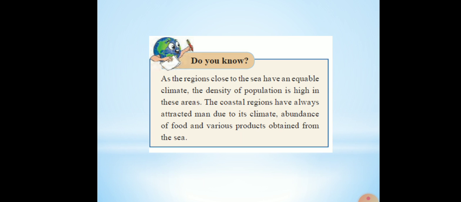You also like going to beaches, staying there, eating food. What food do you get in coastal regions? Obviously, you will get fish and different dishes made with fish, because they're staying near the ocean and the main occupation is fishery, right? So it has always attracted man due to its climate, abundance of food and various products obtained from the sea. Okay, so many people you will see staying in this area, so population is very high over here.